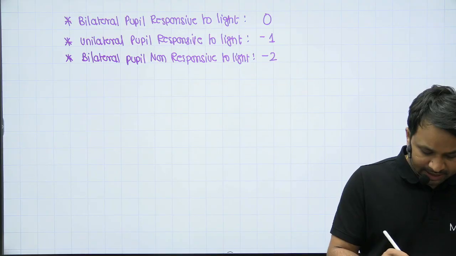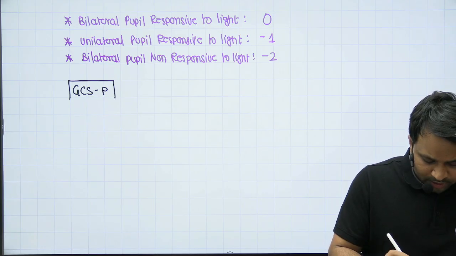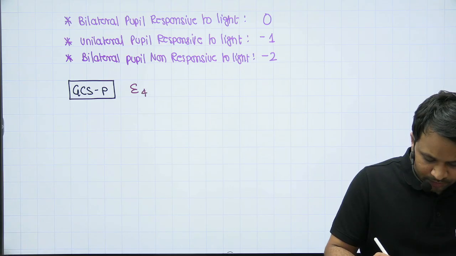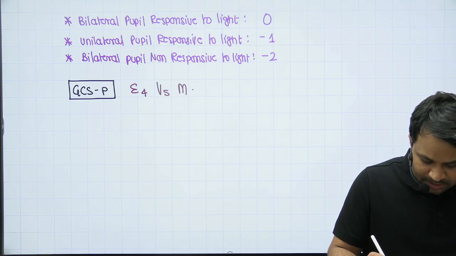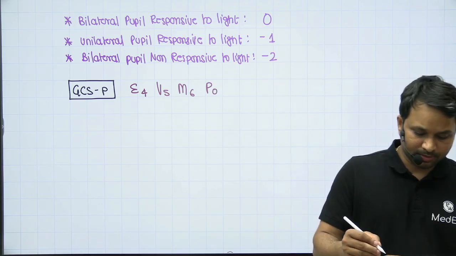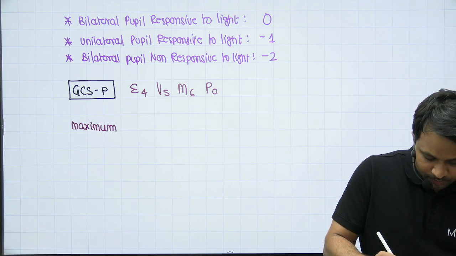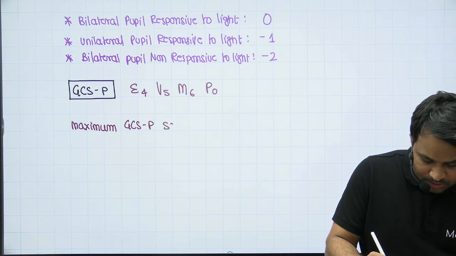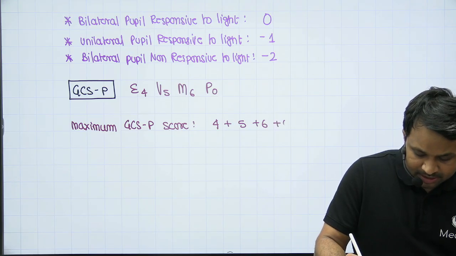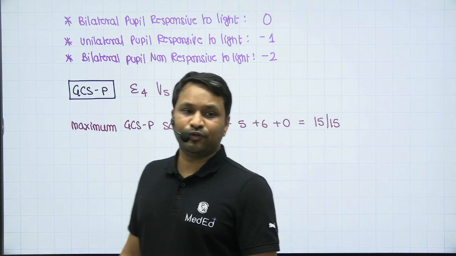So when you look at the GCS P score, if I have to elaborate the entire scoring system, I would say it is E4, V5, M6. We're talking about the maximum. P will become 0. Pupillary assessment, 0 is the maximum score. So the maximum GCS P score that can occur is going to be 4 plus 5 plus 6 plus 0, which is still equal to 15/15.